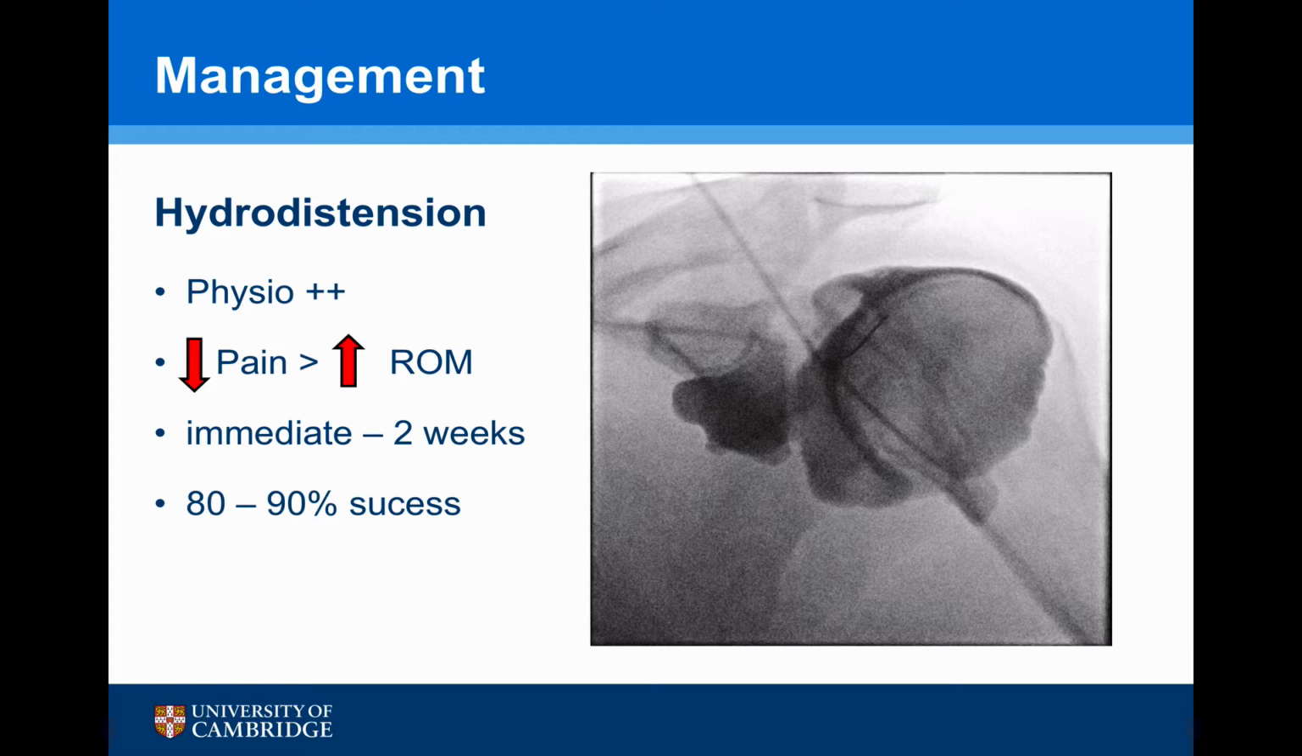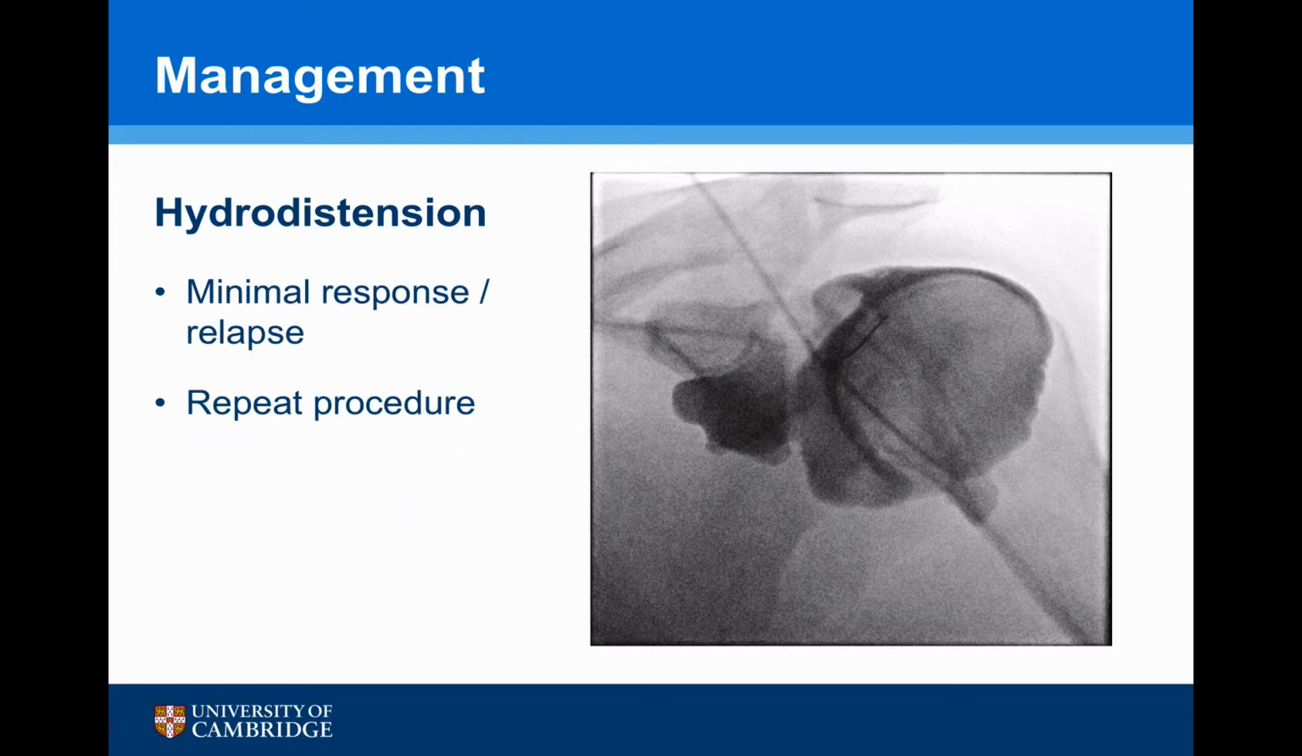Hydrodistension is particularly good at getting rid of pain and also increasing range of motion. Some patients notice an almost immediate response within a couple of hours, but over 80% of patients noticed a marked improvement within 2 weeks. The 10 to 20% of patients who only gain a minimal response or relapse can undergo a repeat procedure, and over 90% of these will then gain a successful result.